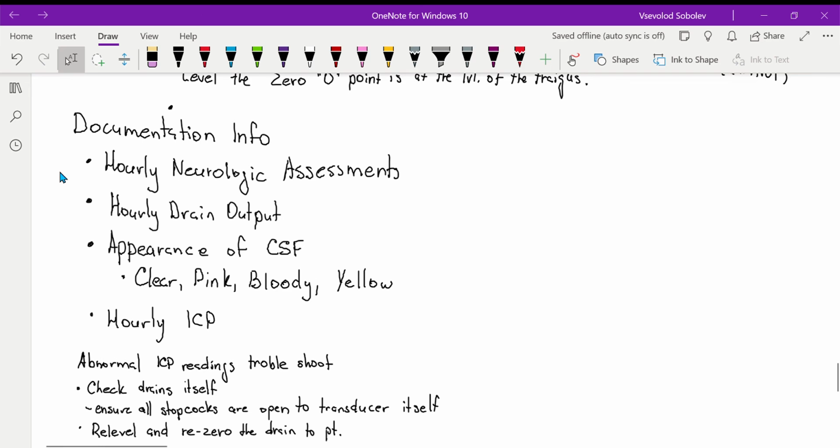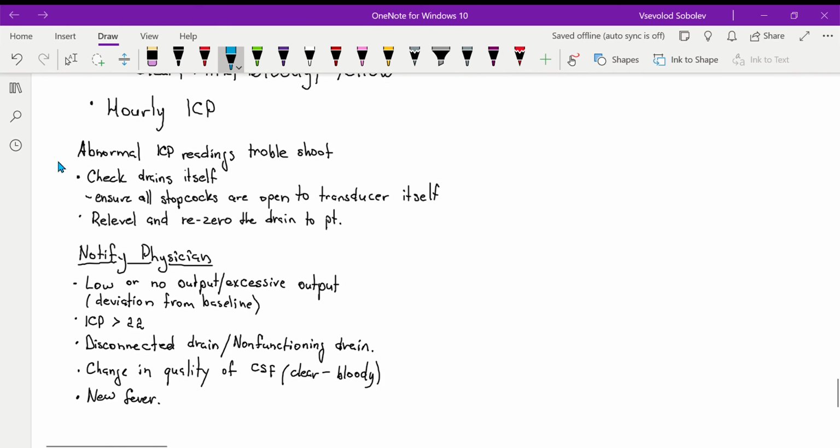Documentation includes the hourly neurologic assessments, hourly drain output, appearance of cerebrospinal fluid: is it clear, pink, bloody, yellow? Hourly intracranial pressure and abnormal intracranial pressure readings. If you get abnormal intracranial pressure readings, troubleshoot. Check the drain itself, check the stopcocks, ensure all stopcocks are open to the transducer itself, recalibrate, re-level, and re-zero the drain to the patient.